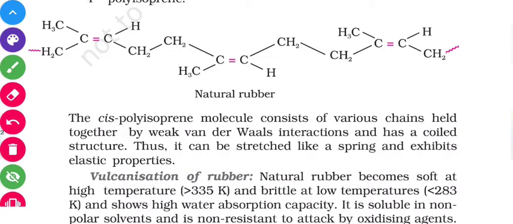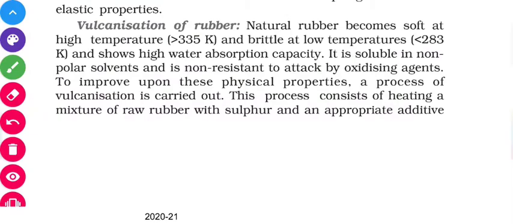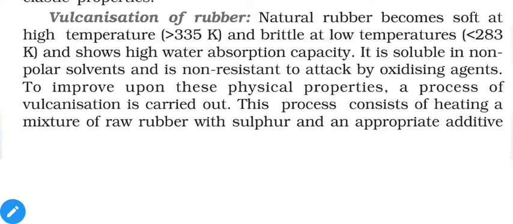Now, vulcanization of rubber. So what is the vulcanization process? If we want to use this type of rubber practically, then we need to increase its strength. Natural rubbers are comparatively very weak in nature, and they are not resistant against the attack of oxidizing agents. That means if we place them in the open atmosphere, eventually it will oxidize itself and start decomposing, and it will lose its original properties.